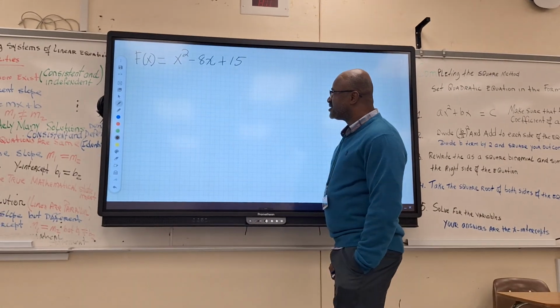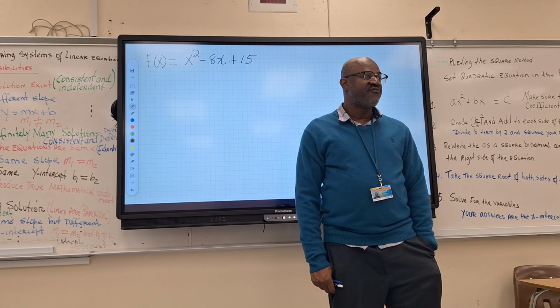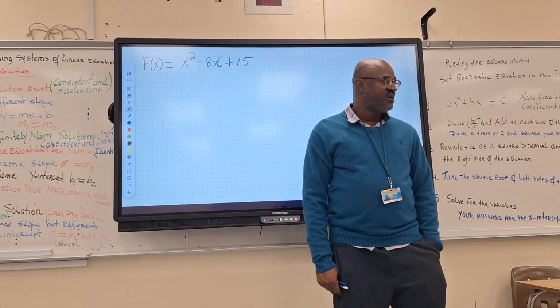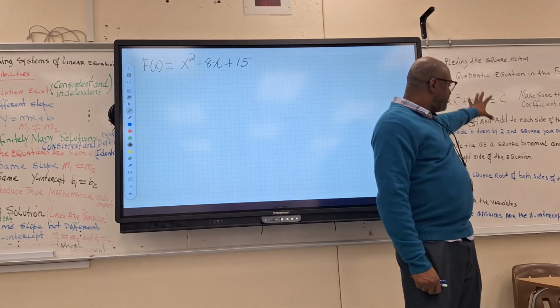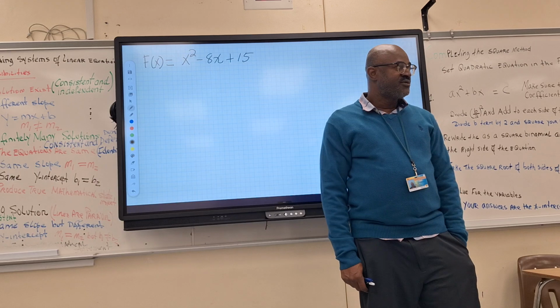Also we're going to use completing the square to find the x-intercept. So we're going to find the x-intercept, and also we're going to write the equation in vertex form. So this will be your guideline. This is a process. You follow them inside out.